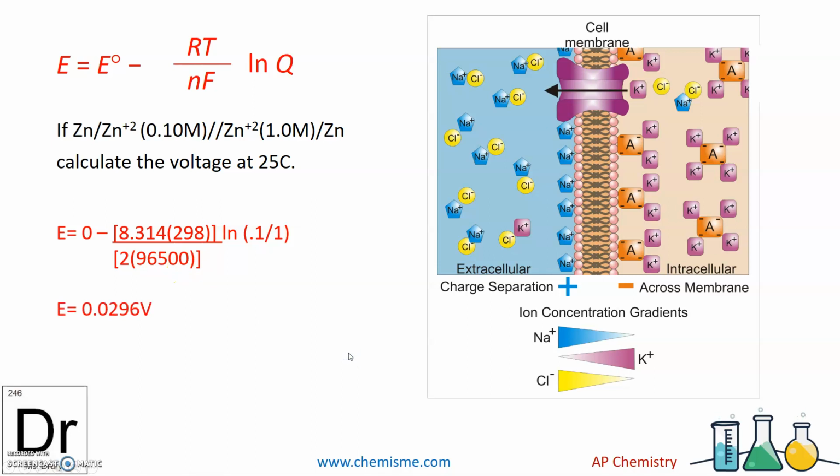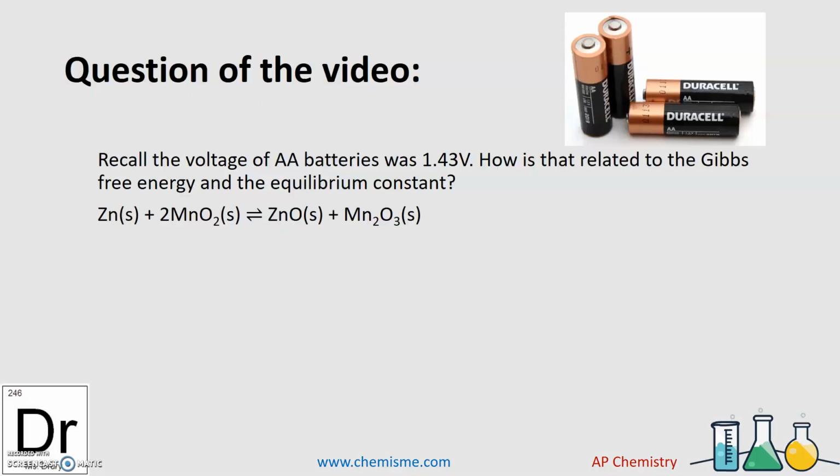And if we calculate it, we get a very, very small voltage, but there is a voltage, right? It's putting out 0.0296 volts. Nothing that will hurt you and shock you, but enough to make your limbs move, right? You need to have these type of things in your body.